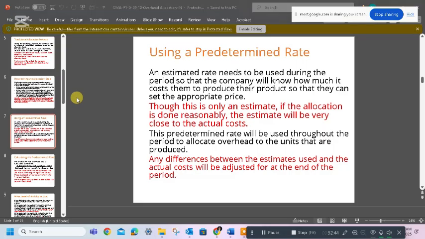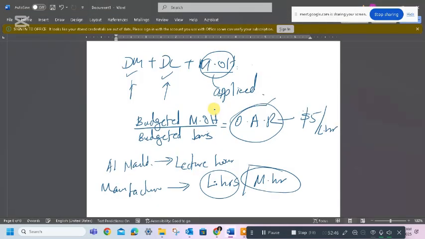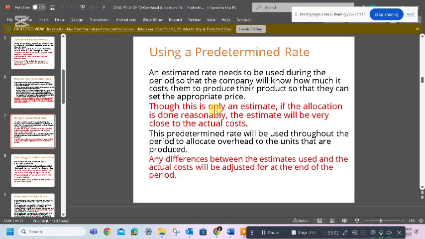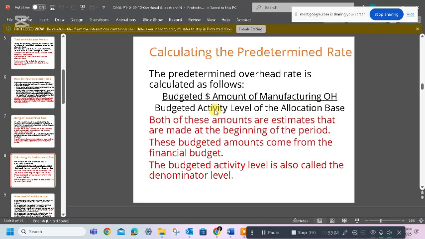So this rate is what they call a predetermined rate, because we calculate this at the beginning of the month itself. You don't have to wait until the production happens. Once the budget is ready, you can calculate this, right? So you call it predetermined rates. Budgeted amount of manufacturing overhead divided by budgeted activity level of the allocation base.